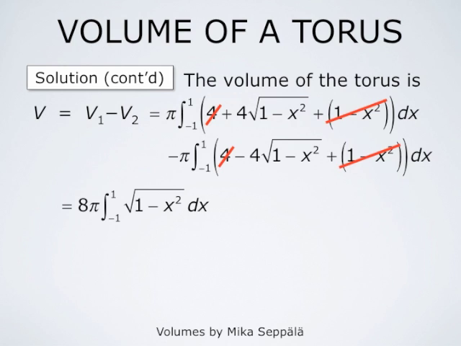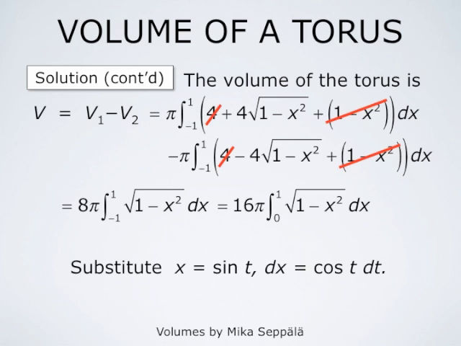And now for computational convenience, it is good to observe that the integral from -1 to 1 of square root 1 minus x squared dx is 2 times the integral from 0 to 1 of square root 1 minus x squared dx, because the function square root of 1 minus x squared is even. So because of symmetry, we can simplify the integration so that we integrate only from 0 to 1. When we do that, we have to multiply the whole expression by 2. So we have observed that the volume that we have to compute is now 16 pi times the integral from 0 to 1 of square root 1 minus x squared dx. And here we substitute x equals sine of t.